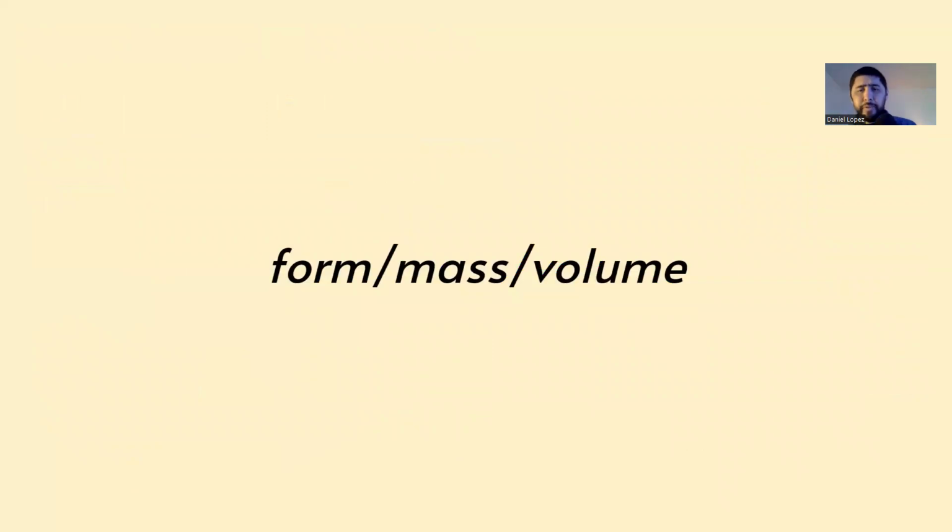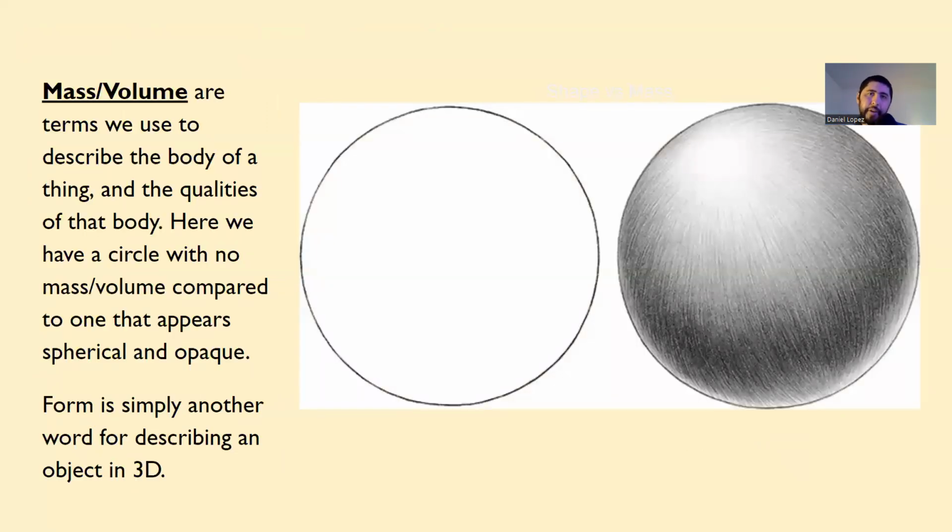Form, mass, volume. So now we're talking three-dimensional, right? Again, like I mentioned last week when I talked about dimension, everything still exists on the 2D plane, which is our screen. We're talking about the screen right here. Mass and volume in this case usually refer to the physicality of a thing. So in the drawing, there's no real physicality to it. On the left, we just see this circle, right?